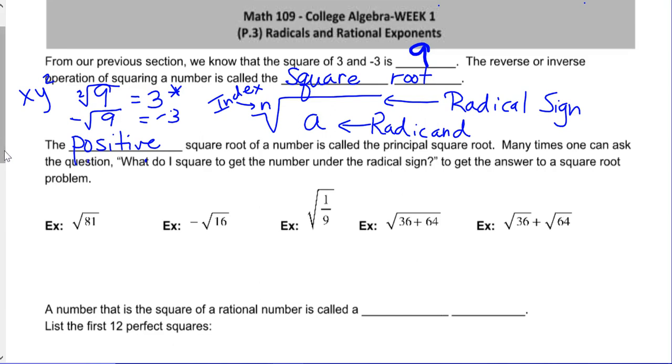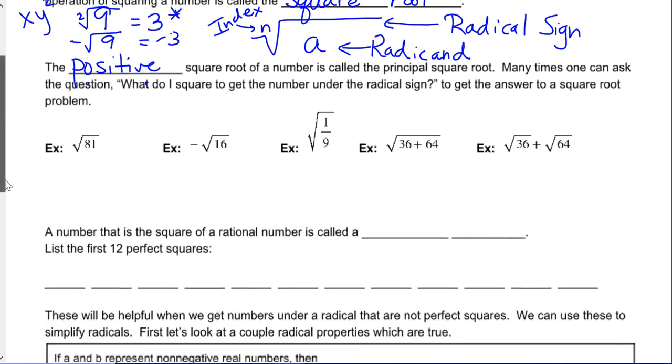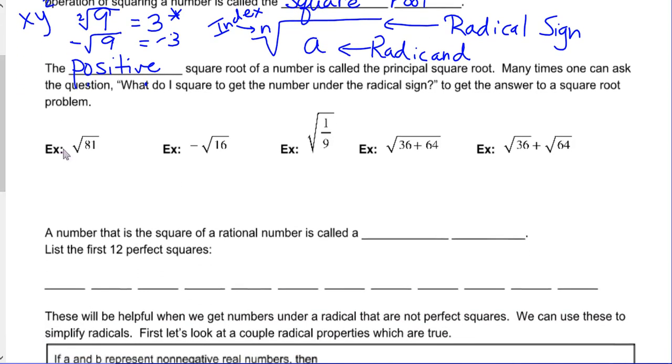So let's evolve into a couple of these problems here and see what we get. If I look at this first example, the square root of 81, let's ask ourselves that question. What do I square to get the number underneath that radical sign, or 81? Or what times what, which is the same, gives me 81? That is 9. That's your answer. Nothing else. Not a radical 9.